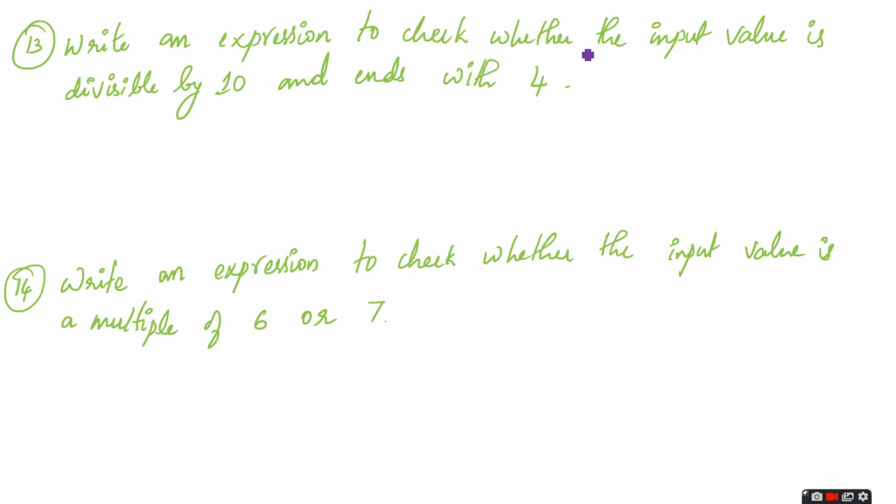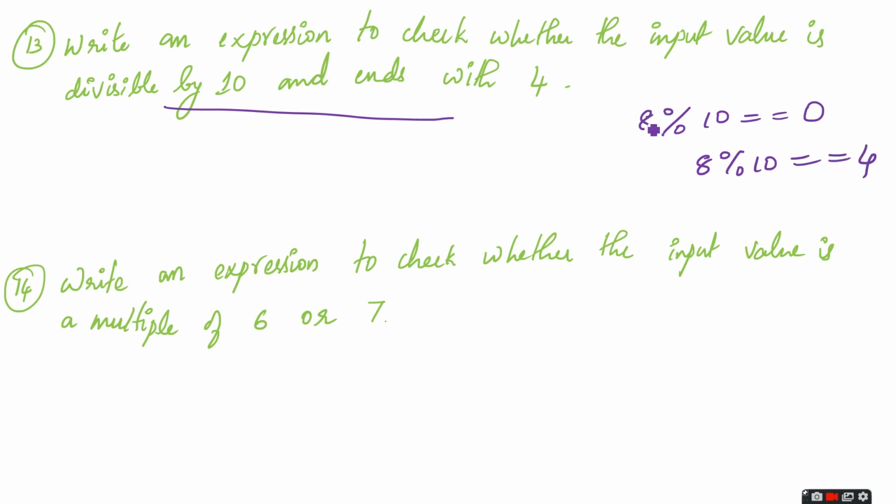Next question. Write an expression to check whether the input value is divisible by 10 and ends with 4. Both the conditions we have to check, or both the expressions we have to write and check. Divisible by 10, we know. For example, if we input a number 8, we know how to check the divisibility. It should be divided by 10, then the remainder should be equal to 0. In order to check whether the number ends with 4, the number 8 is divided by 10 and the remainder should be equal to 4. This is the condition. In order to input the value 8, we can take the variable as a. So it is easy to write the expression a mod 10 equal to 0.